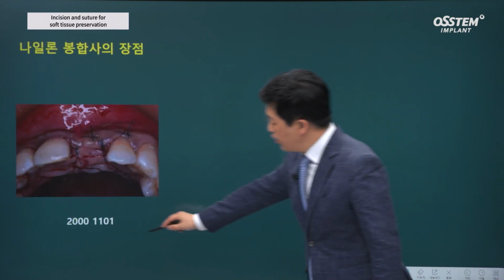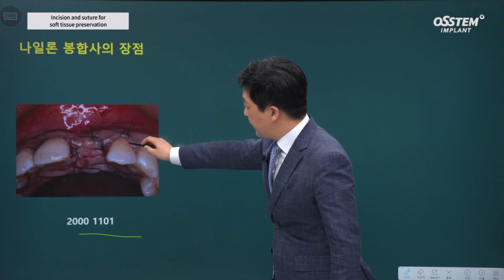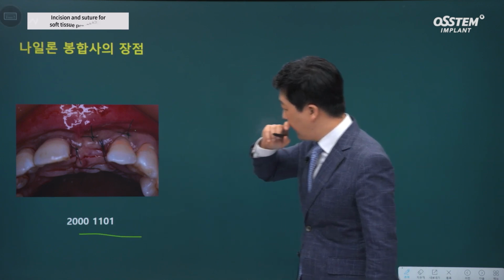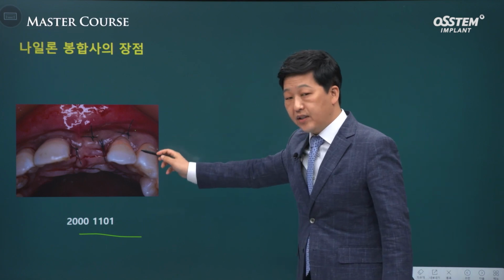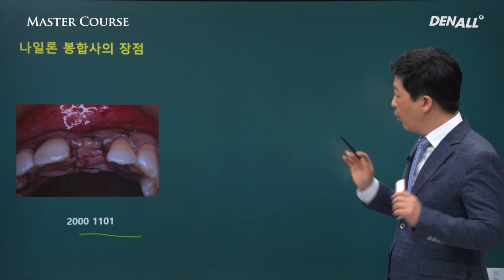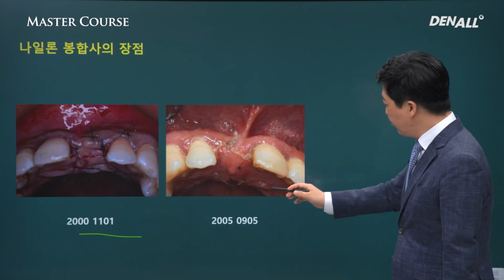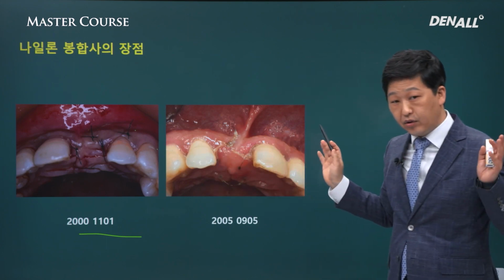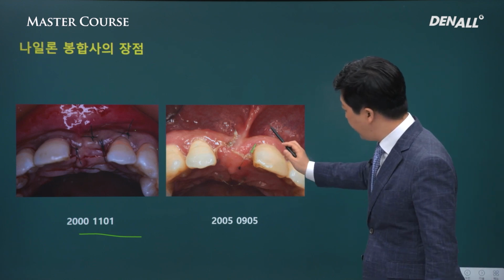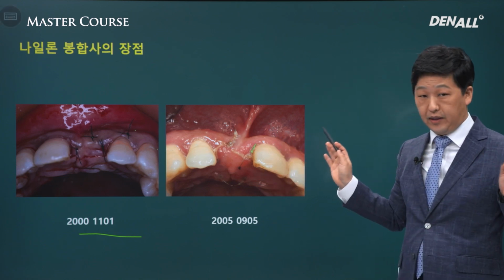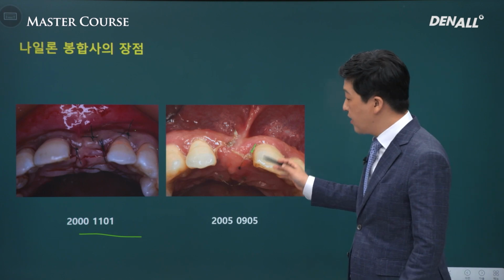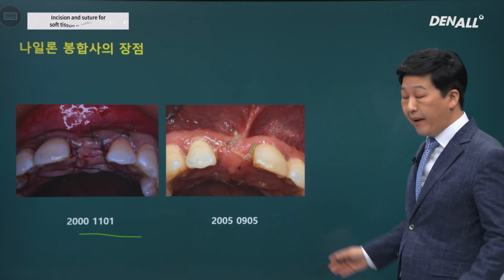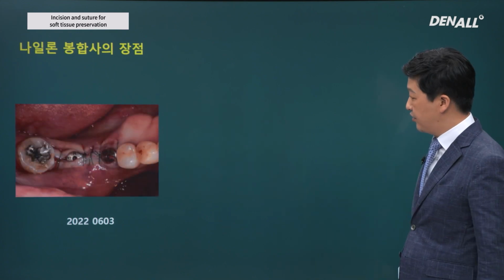In 2000, I placed an implant in this patient. I used nylon 5-0 for suture. After suture, the patient did not return for 5 years. After 5 years, when you take a look, the suture looks transparent and there is plaque, but there is no inflammation whatsoever. Nylon suture has an excellent preventative function against inflammation, therefore I prefer it.